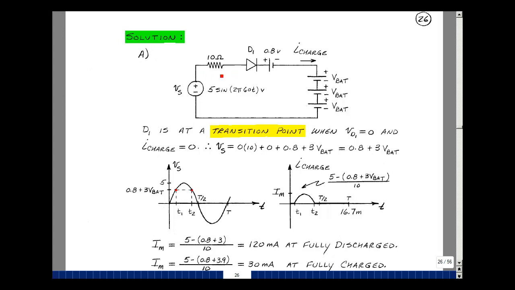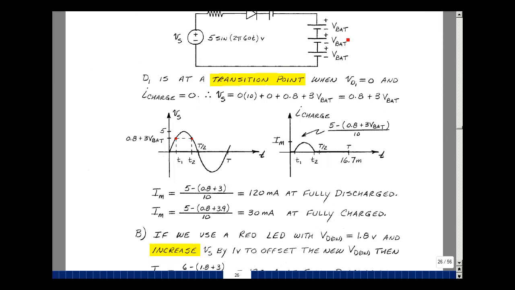The charging current is also the current in the 10 ohm resistor, so let's find the voltage across it and divide by 10. This node voltage at the maximum of the input is 5 volts, and this node voltage, when current is beginning to flow, is going to be 0 plus 0.8 plus 3 times V_bat. 5 volts minus that drop, divided by 10, would be the charging current maximum value. Let's figure out what it is for the different values of the batteries. If the batteries were discharged down to 1 volt, then this becomes 3 times 1 volt, or 3 volts, and that turned out to be 120 milliamps when fully discharged. As we approach full charge, the battery voltage approaches 1.3 volts, and of course 3 times that is 3.9. That takes us to 30 milliamps. So we have a very large charging current that eventually drops off to a trickle charge.